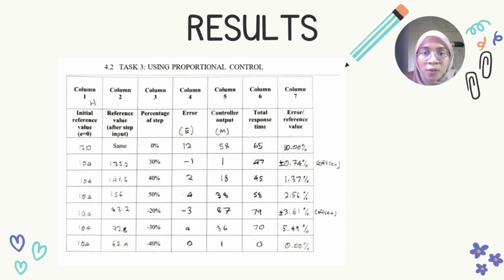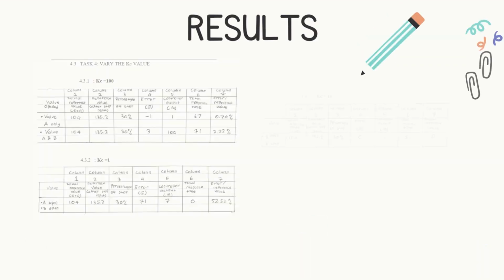Next, this is the result for task 3, which uses proportional control, converting KC to 10. Next column, the value 456 is written following the given percentage. Next, column 7 is written using the formula already given.